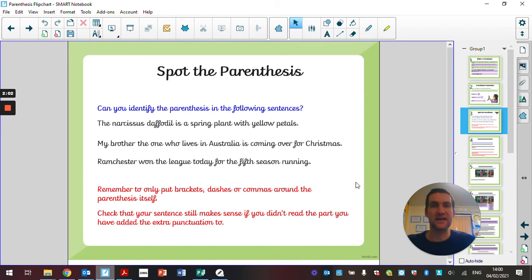Now it says here, can you spot the parentheses? Can you identify the parentheses in the following sentences? So read each of those sentences and see where would you put the parentheses? Where would you put that punctuation to indicate where that extra information is? All right. And it says, remember to only put brackets, dashes, or commas around the parentheses itself.